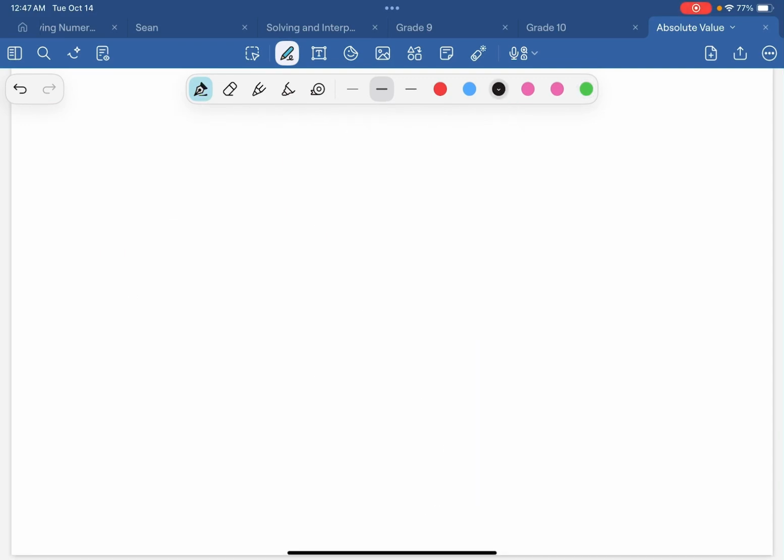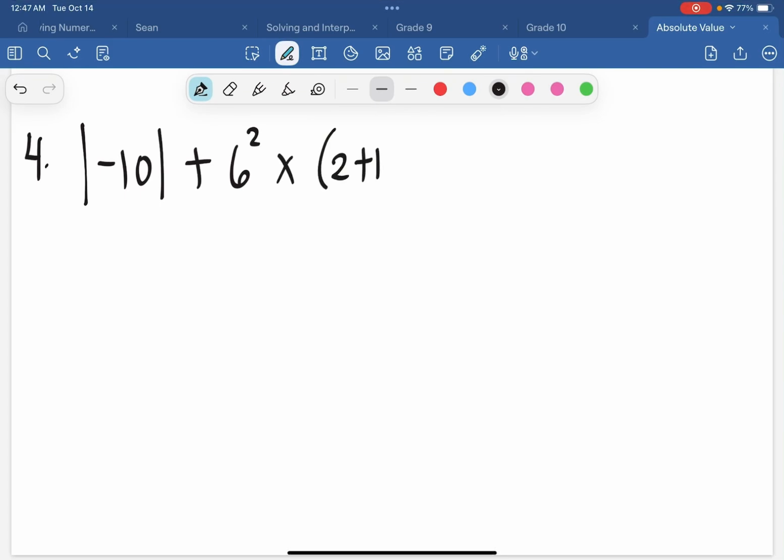For our next example, we have here the absolute value of negative 10 plus 6 squared times 2 plus 1. Based on this, we need to have the grouping. So 2 plus 1 is 3. The absolute value of negative 10 is 10. And plus, we can do this right away. So 6 squared is 36.